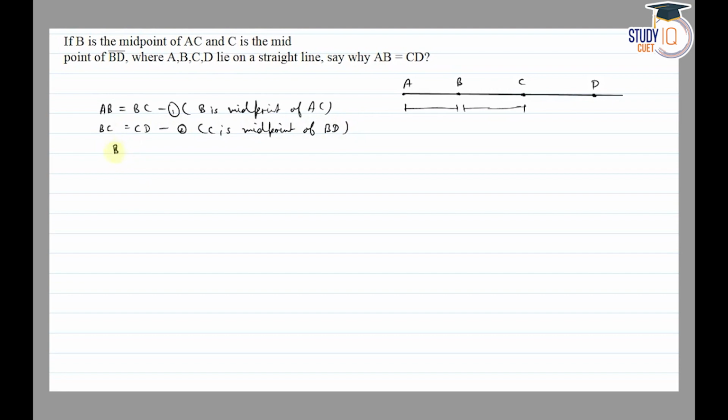So by equation first and equation second क्या हो जाएगा AB equal to BC and BC equal to CD. So AB equal to CD. So B and C midpoint से तो AB equal to CD है and CD equal to BC है. So AB equal to CD हो जाएगा हमारे पास. Thank you.